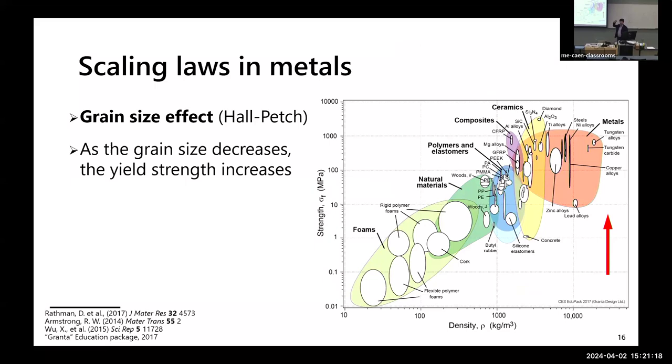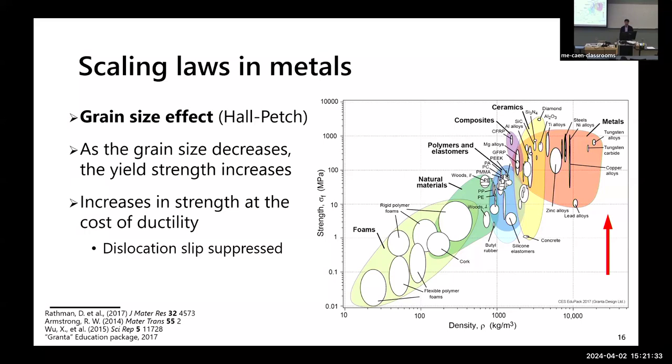Remember, I want to make materials strong without making them heavier, ideally making them lighter, but certainly not making them heavier, because that's not very useful. The problem, as many people will know, is that this comes at the trade-off of ductility, because you're suppressing dislocation slip in this process by introducing all these boundaries.